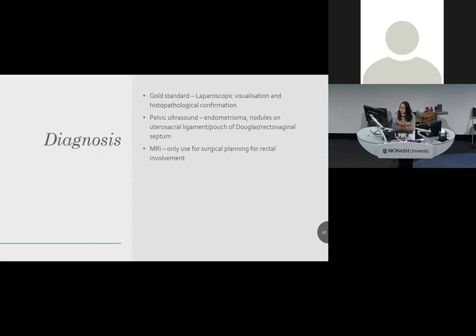You can do an MRI, but really people only do this when they need to plan for rectal excision and surgery. So if your lady that you have in your OSCE has what you think might be a rectal mass and a rectal lesion, you send them for an MRI before you say, we're going to go straight to surgery. You also need to get your colorectal surgeons involved in those cases as well.